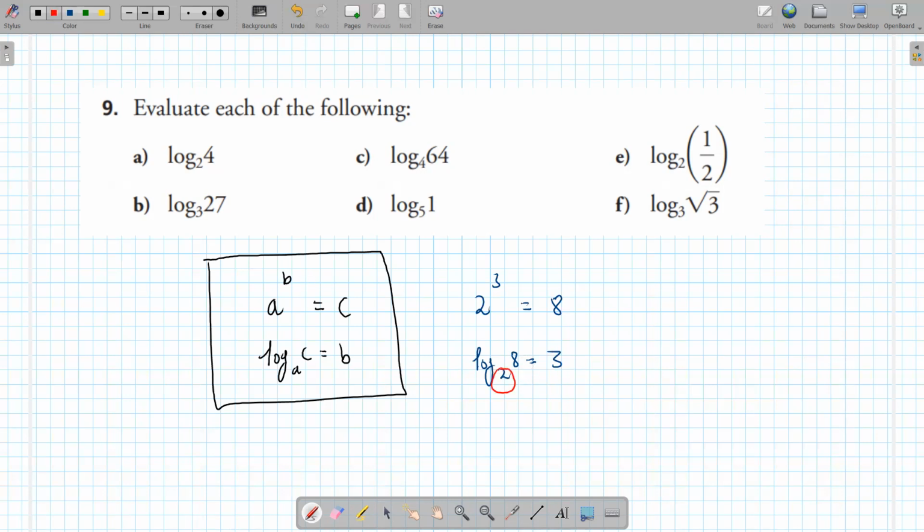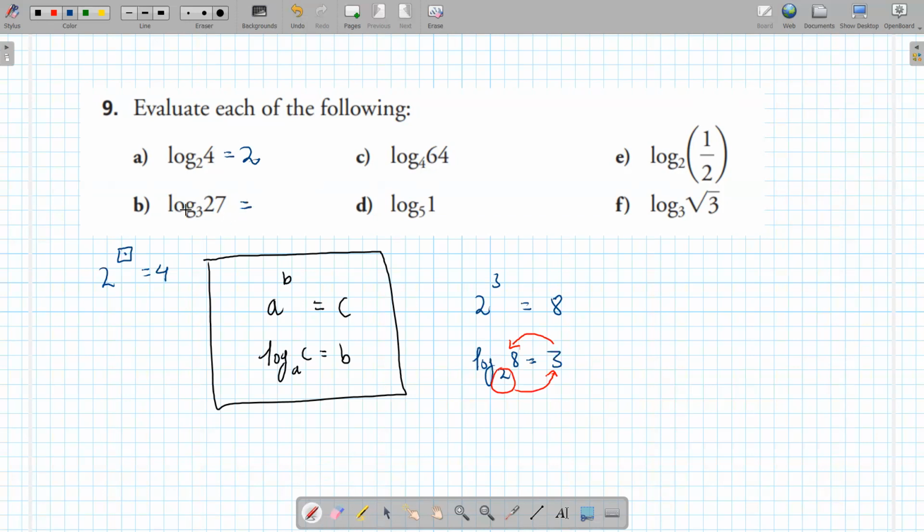The base to the power of this will be this number here. Does that make sense? Let's try a few examples. What's the answer to A? So we're looking for a number, okay? 2 to the power of something is 4, and this is going to be the answer. 2 to the power of whatever this is will be 4. What's the answer? 2. So log base 2 of 4 is equal to 2.